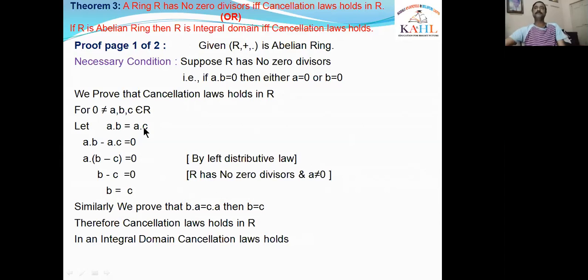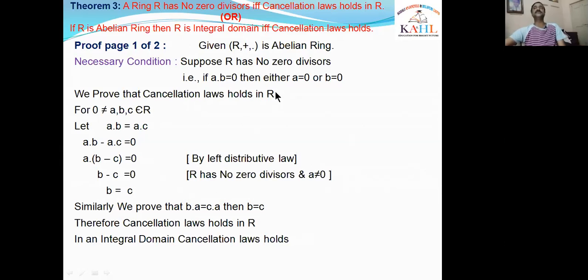AB minus AC equal to 0. You can observe that AB is equal to AC, and the next step is AB minus AC equal to 0. Now, by the previous theorem 1 of the third bit, by the distributive law, AB minus AC can be written as A into (B minus C) is equal to 0. Here, it is looking like A into B is equal to 0, where this total B minus C is considered as B.